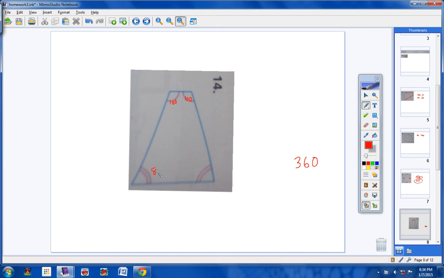So this has to be 80, and this has to be 80. In other words, look, this angle here and this angle here are supplementary, and we learned that when two lines cut by a transversal, right here, have consecutive interior angles that are supplementary, then these two lines are parallel. Okay, so yes, this line here is parallel to this line here.